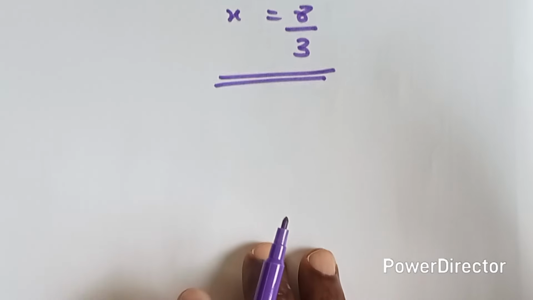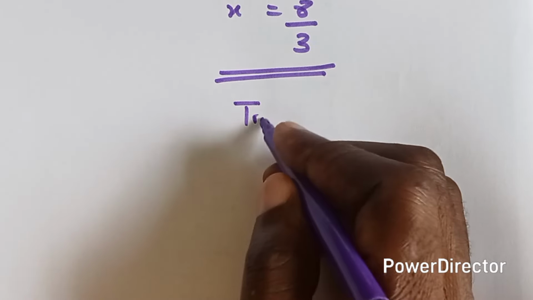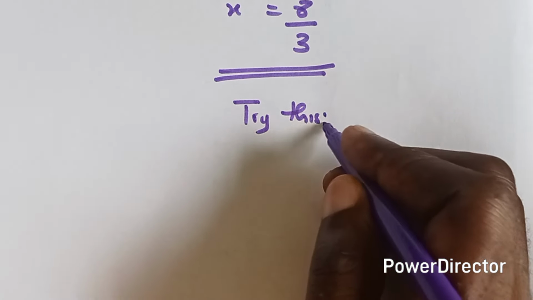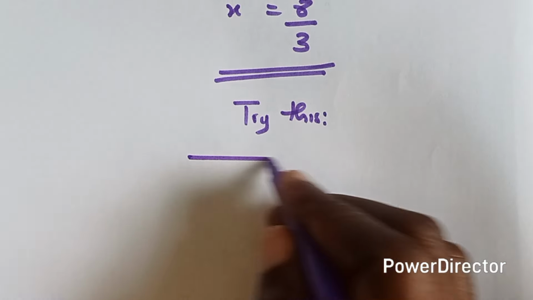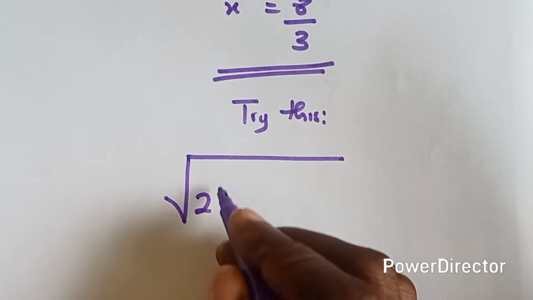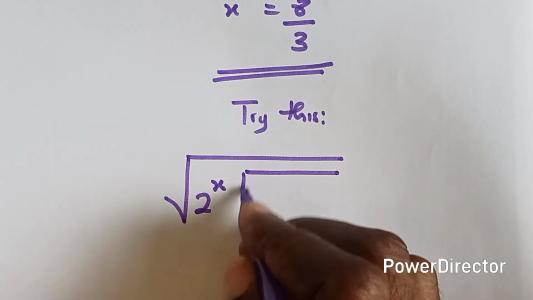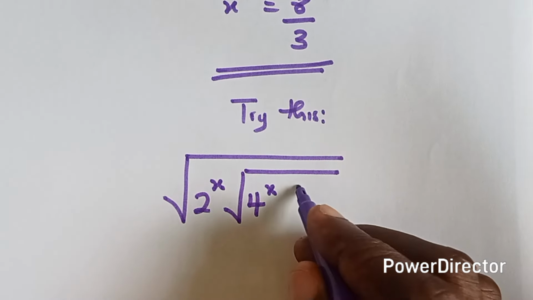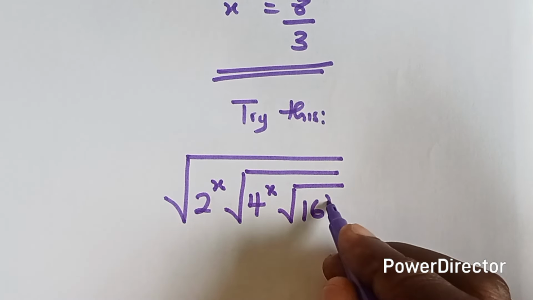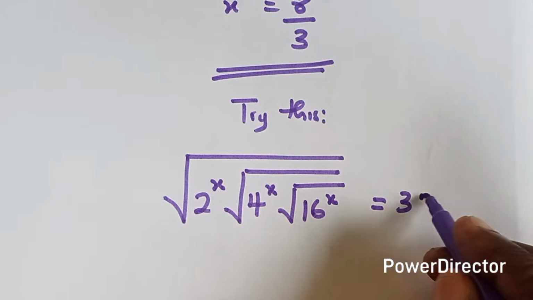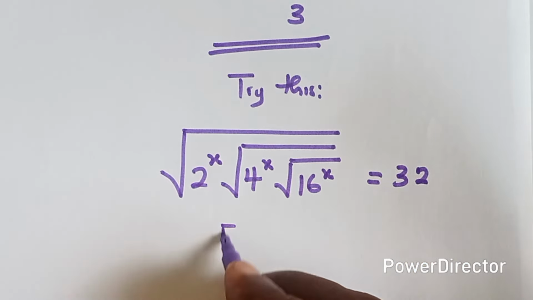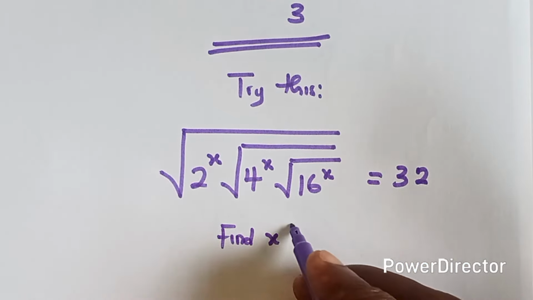Now let's solve something very similar to that. Let's try this. We have the square root of 2 raised to x, then we have 4 raised to x, and lastly we have 16 raised to x, everything equals 32. So let's find the value of x.